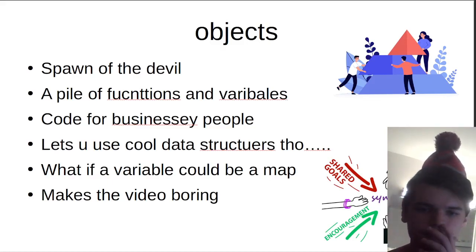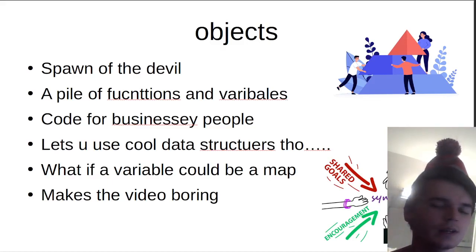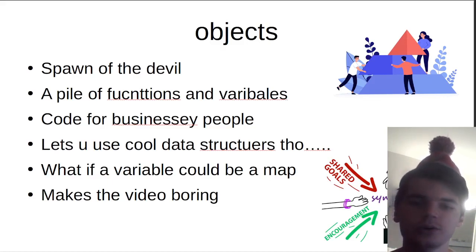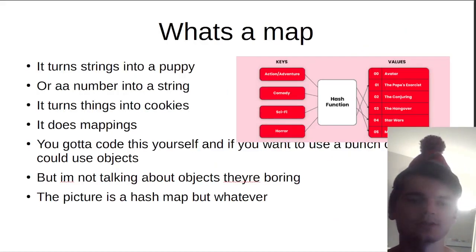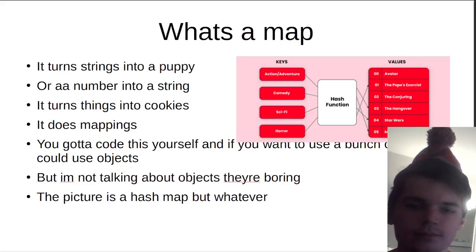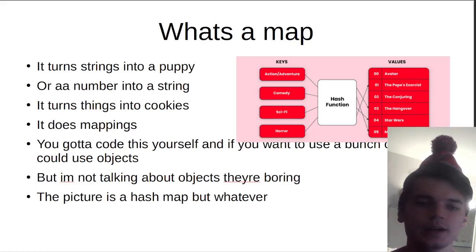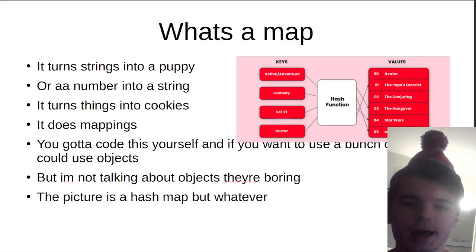An object is a pile of a bunch of different variables and functions. So what if you just put them together? Then you could have a cool, strange variable that does a bunch of things, like a map. What's a map? It turns strings into a puppy, or a number into a string, or it turns things into cookies. It does mappings. You give it one thing, it'll give you another thing.